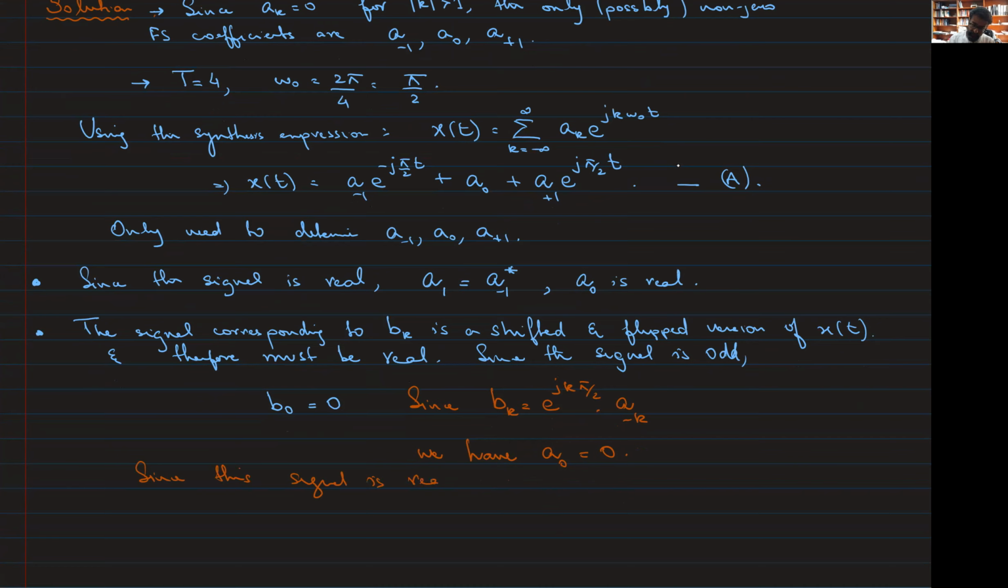Now, since this signal is real and odd, what can I say about B plus 1 and B minus 1? Hassan says conjugate symmetric. It's more than that, Hassan. Those coefficients are conjugate symmetric because they're real.